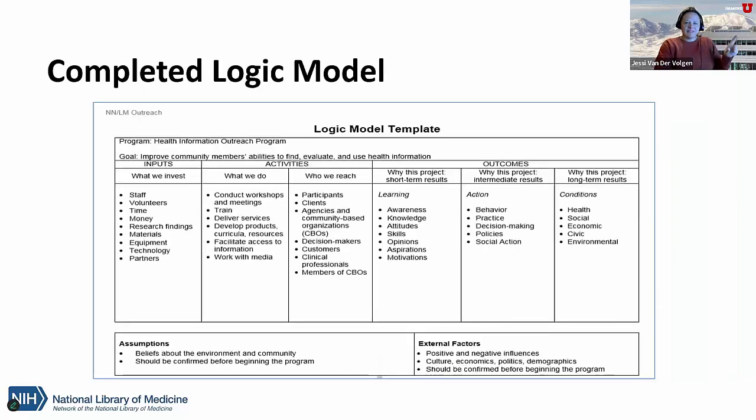So this template shows the types of things that you might include in each area. Your inputs include things like time, money, equipment. Activities: what will you do? Print bookmarks, provide a class, hold a blood pressure screening. And your outputs might be that people have increased knowledge about evaluating health websites and that they then help their family members separate reliable information from questionable, or that they know their numbers.